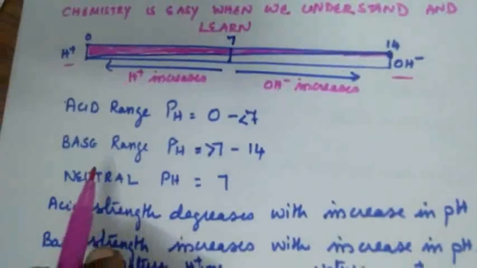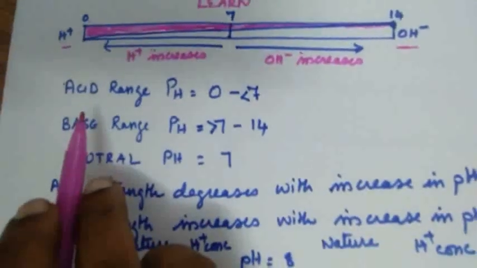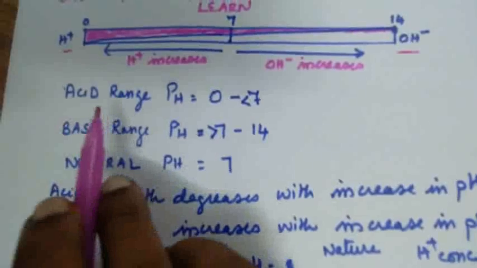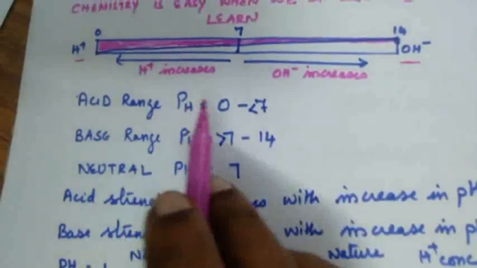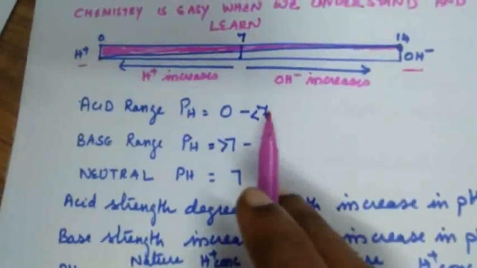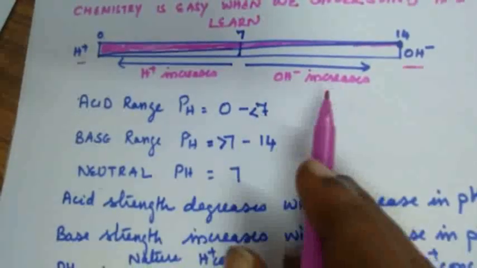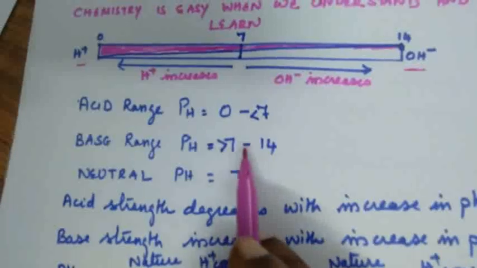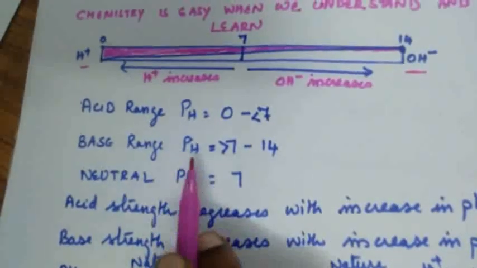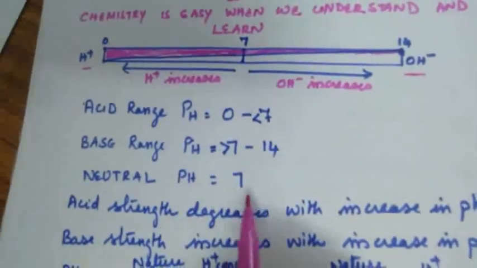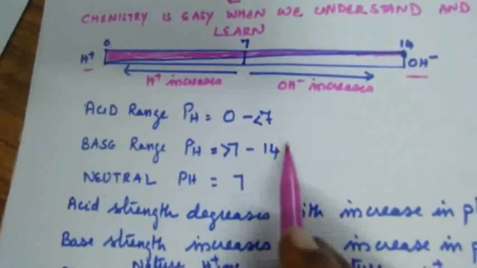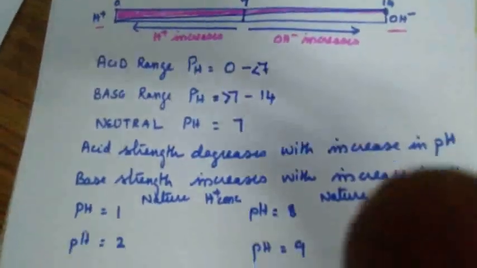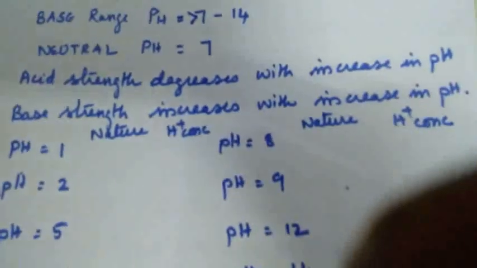We will get a 1 mark question which may be confusing, so we must make it clear. What is the acid range? pH 0 to 7, or less than 7. 7 is neutral, so less than 7 we call the acid range. Greater than 7 to 14 we call the base range. And neutral is pH 7. These are the things we have to remember. With this we will try to understand the concept further.